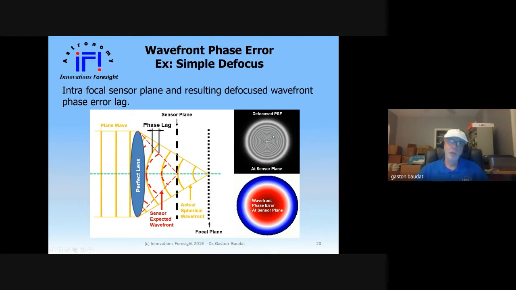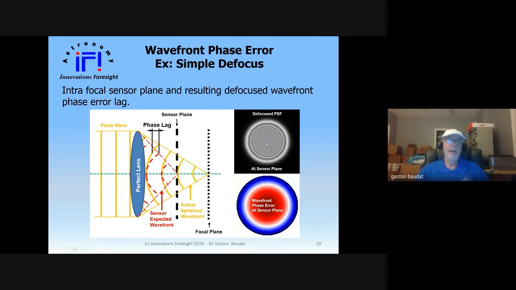And there is no central obstruction here, so you don't have a donut shape, but this would be a refractor in that case. You see, those rings are related to the fact that when the lag hits one wavelength, you have a 360 degrees phase shift, and you get a peak or a trough in the diffraction pattern. And here you see all those rings, which tell you by how much you are actually defocused, how many waves of defocus you have. And you can count them and know what the defocus value would be.